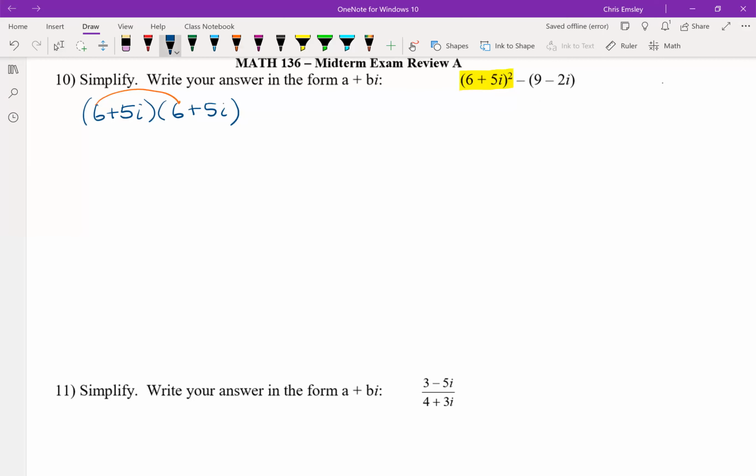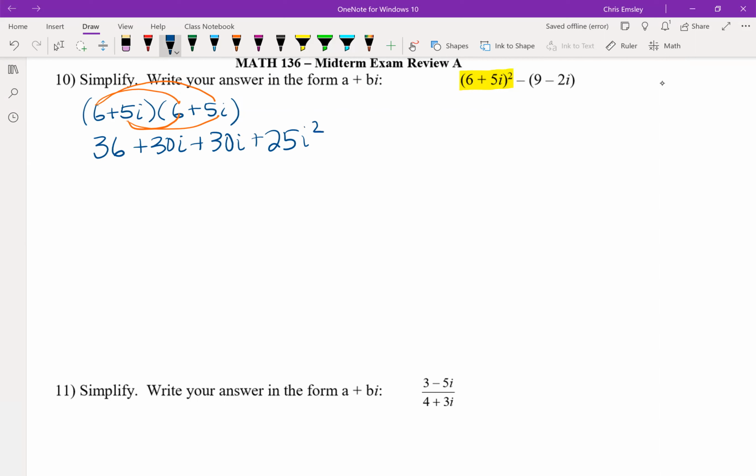So 6 times 6 is 36. And then 6 times 5 is plus 30i. And then we get another 5 times 6, which is another 30i. And then we get for our last 25i squared.